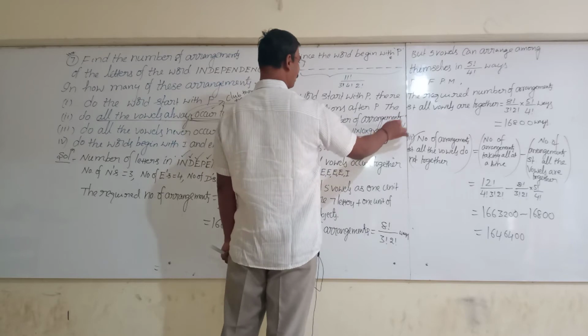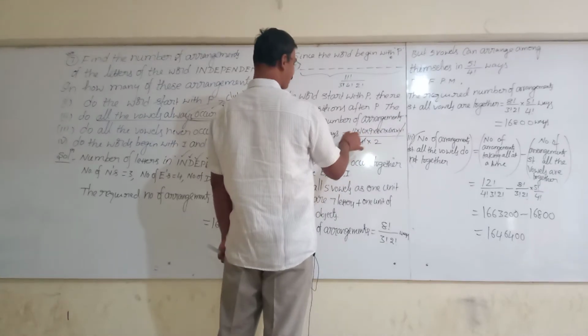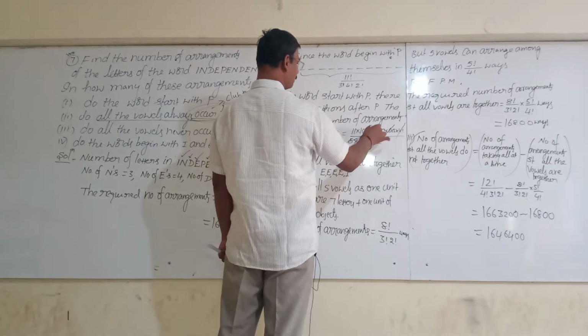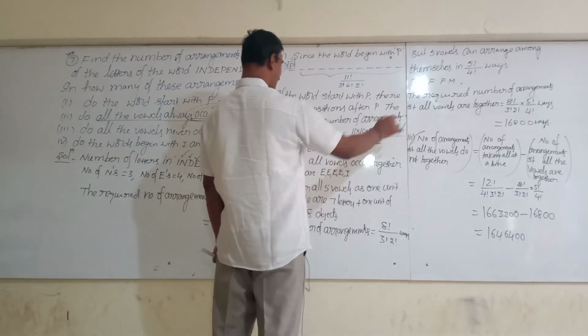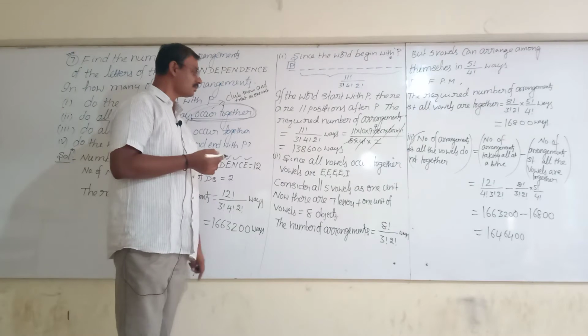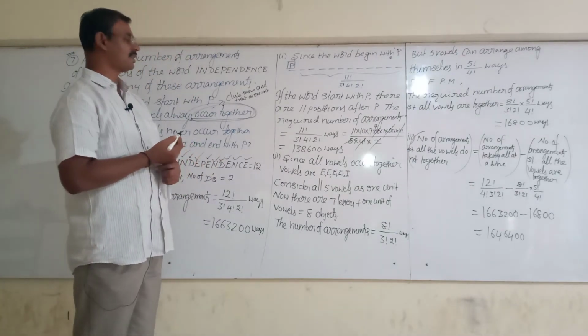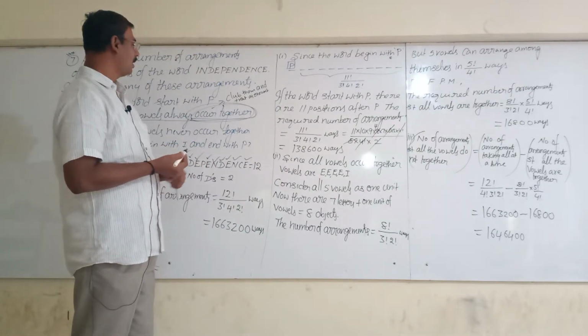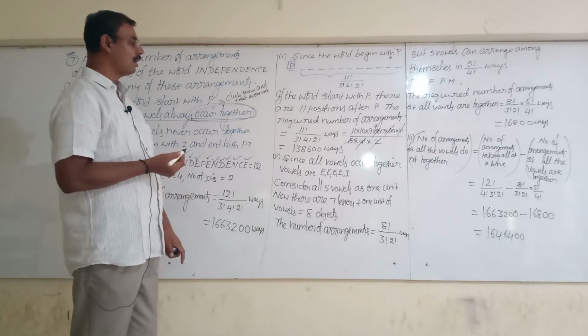So 4 factorial and 4 factorial cancel, 6 also cancels with 3 and 2, and 2 goes to 4 times here. So this is the multiplication. We get 138,600 ways. Now I am going to the important model.